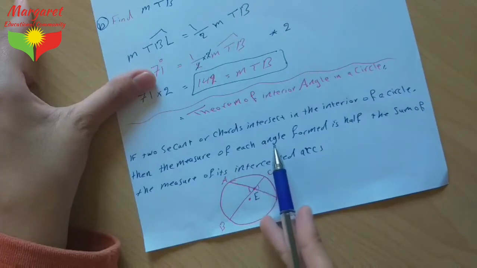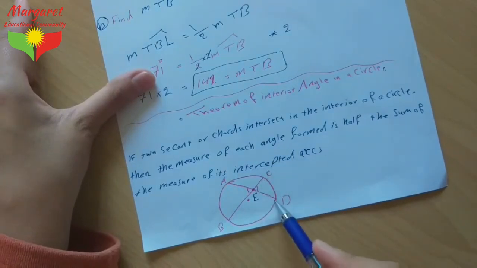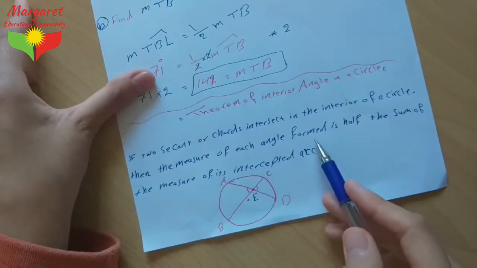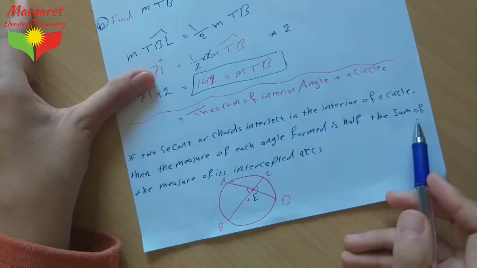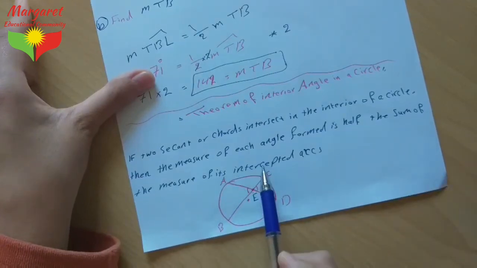Then the measure of each angle formed is half the sum of the measures of its intercepted arcs.